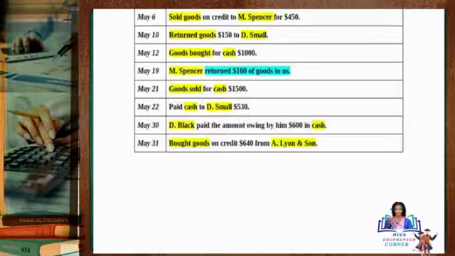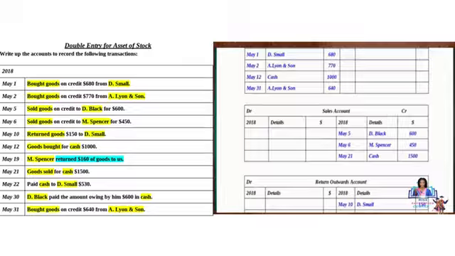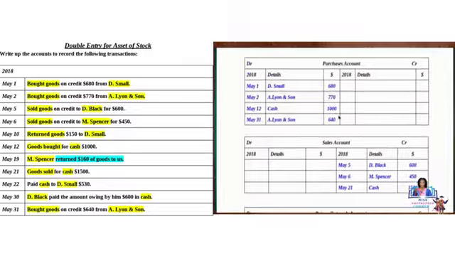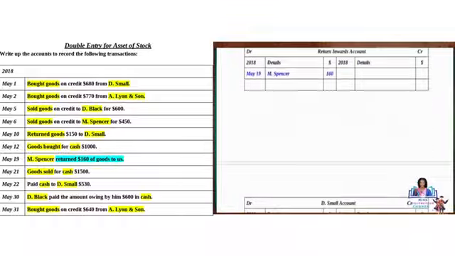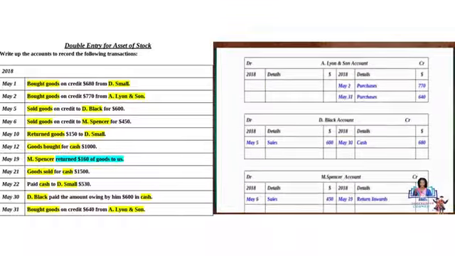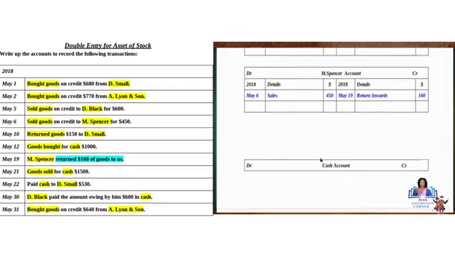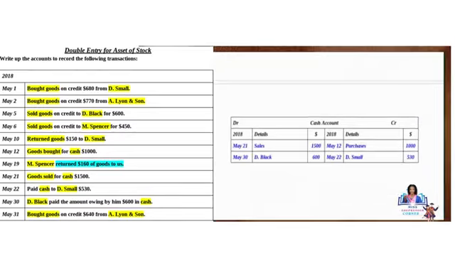So on May 12, goods bought for cash $1,000. Right here, under the purchases account, we show that goods were being bought for cash at $1,000. So now we need to go to the cash account to check to see if we would have recorded that purchase that was made. Here's our cash account, May 12, purchase of $1,000. So yes, that was correctly recorded.